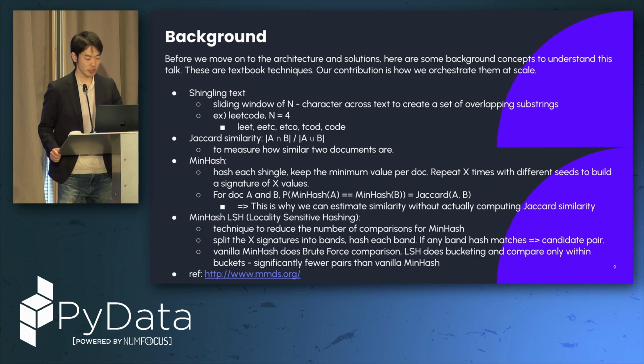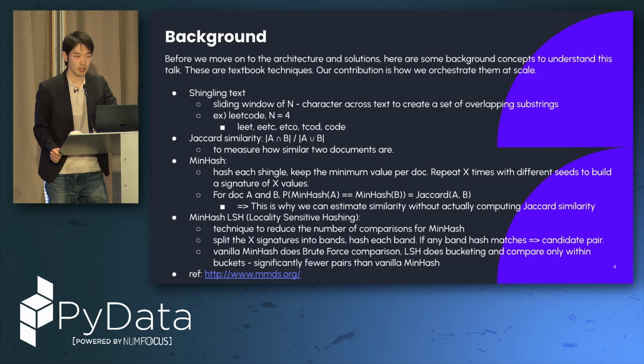So there are 4 concepts. First is called shingling. Shingling is just a sliding window of n characters. So if you have a word called LeetCode, everybody do LeetCode here, right? Yeah. So LeetCode, if you have n of 4, you can split into leet, eetc, etco, tcod, and code.